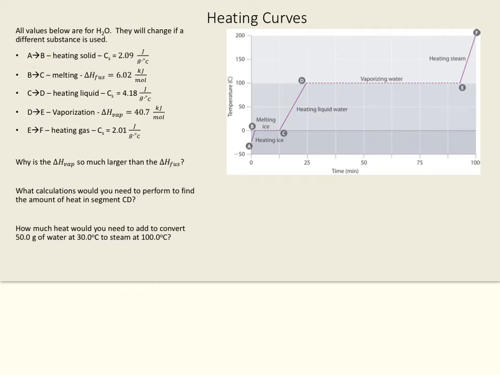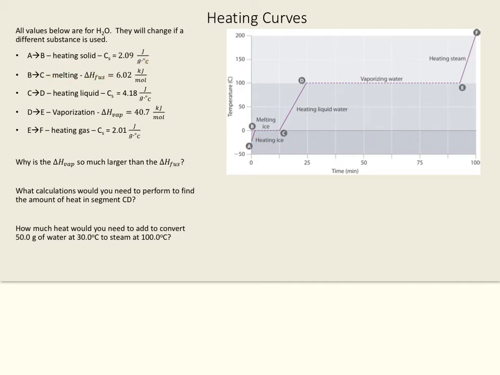From A to B, we're heating the solid, and we have a specific heat value of 2.09 joules per gram degree Celsius. And what that means is it's going to take 2.09 joules for 1 gram to heat up 1 degree Celsius. So every single degree Celsius that we increase the temperature of the ice, if it's 1 gram of that substance, it's going to take 2.09 joules. Now the temperature is changing here, right? Because this is temperature over here, and it's going up. And so that's why we have a degree Celsius here.